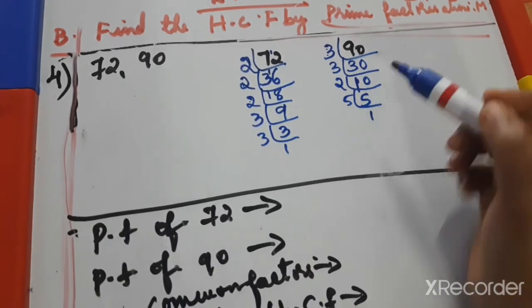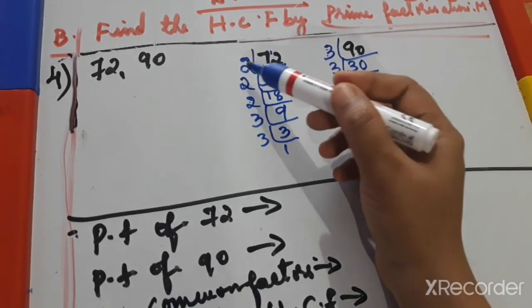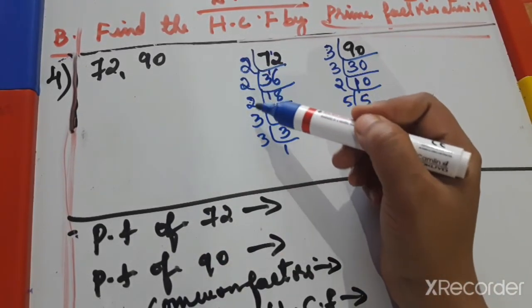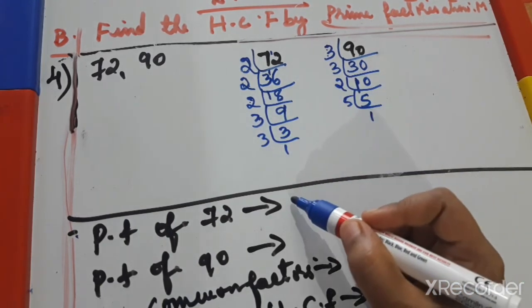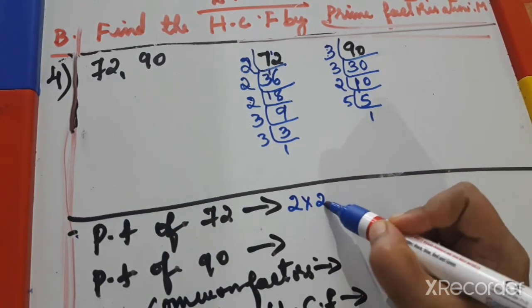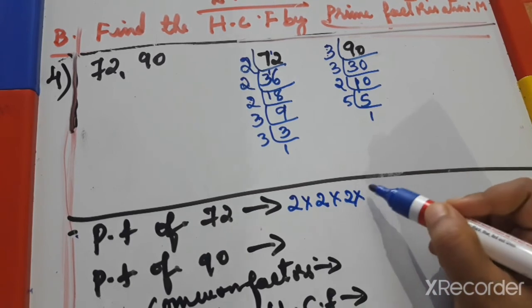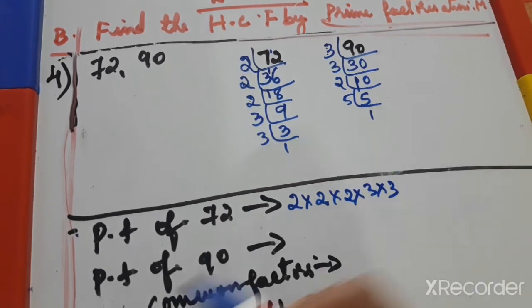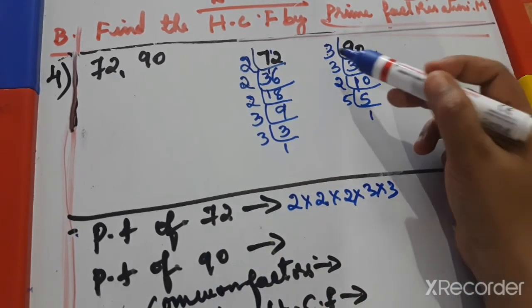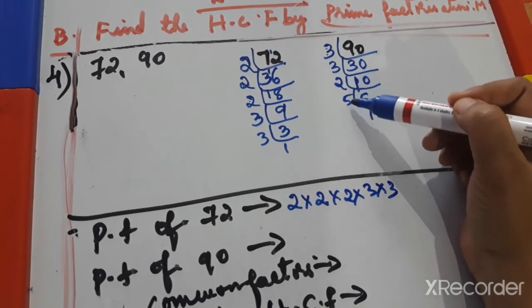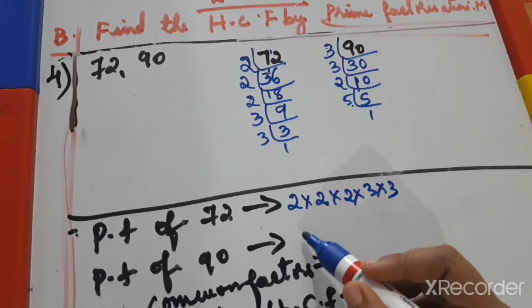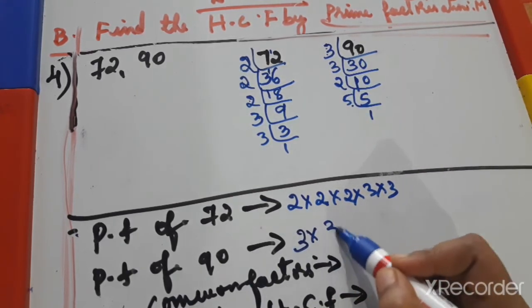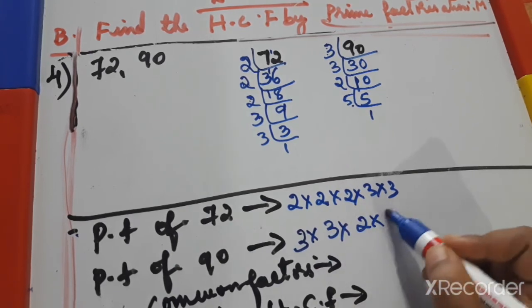Now write the prime factorization of 72: 2 into 2 into 2 into 3 into 3. That we have to write. Then the prime factors of 90: 3 into 3 into 2 into 5. That we have to write here. The prime factors of 90 are 3 into 3 into 2 into 5.